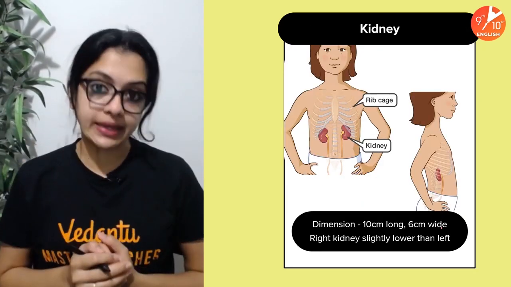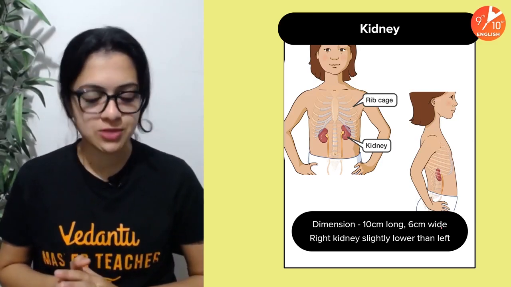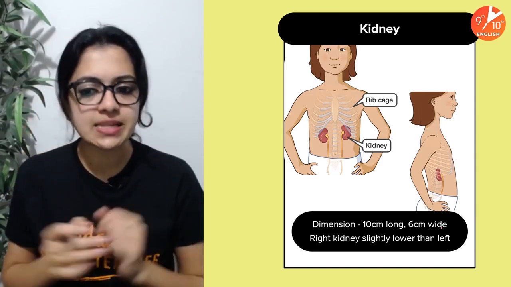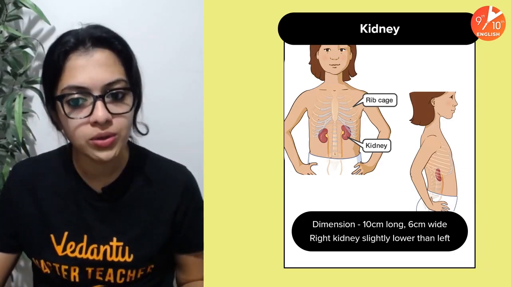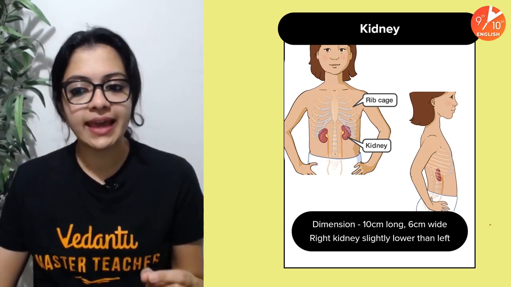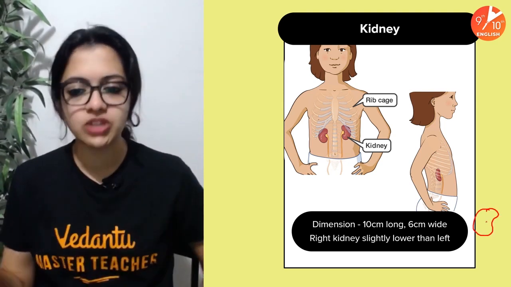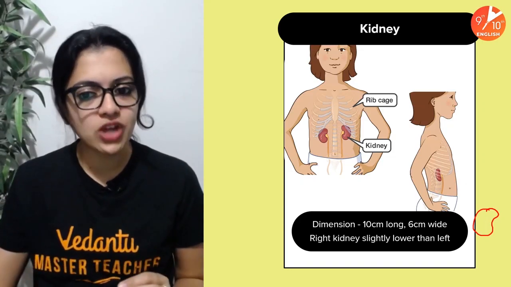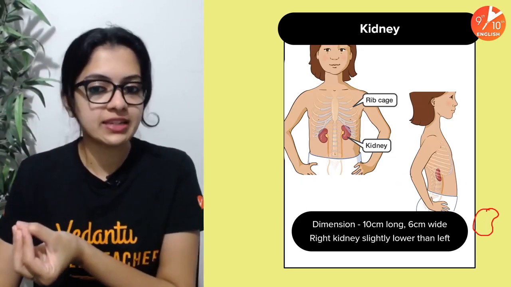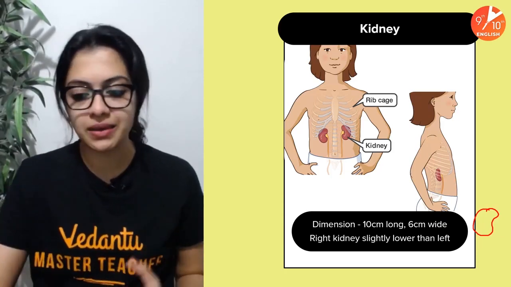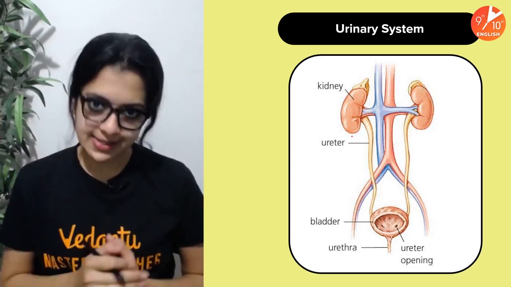Now talking about the kidneys, we've also spoken about the dimensions of the kidneys in this chapter. They are roughly about 10 centimeters in length and 6 centimeters in width. And you know that each kidney looks like a bean-shaped structure, right? Literally a bean-shaped structure. The right kidney is generally said to be slightly lower than the left kidney, right? So that's the anatomical design of the kidneys. Talking about the entire urinary system.